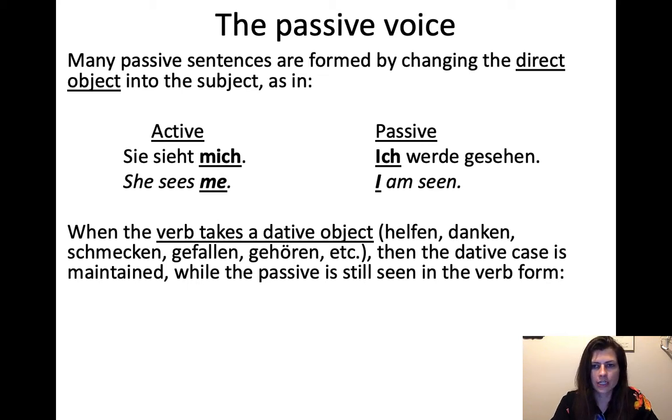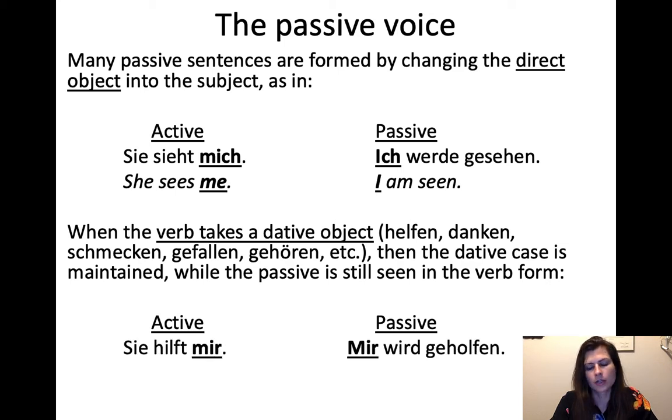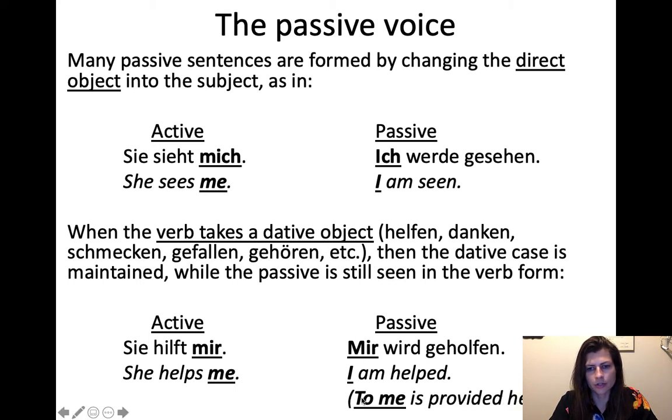So when that happens, the dative case is also maintained, and the passive is seen in the verb form. So, sie hilft mir, she helps me, and then mir wird geholfen, I am helped. You could say to me is provided help. That would be the super literal translation, but I am helped is really the good translation. And so you see mir goes to the front, and then we've changed these verbs around, and it really looks quite different. And we don't change mir to ich. It just stays mir, because that's what happens with the dative as opposed to an accusative situation.